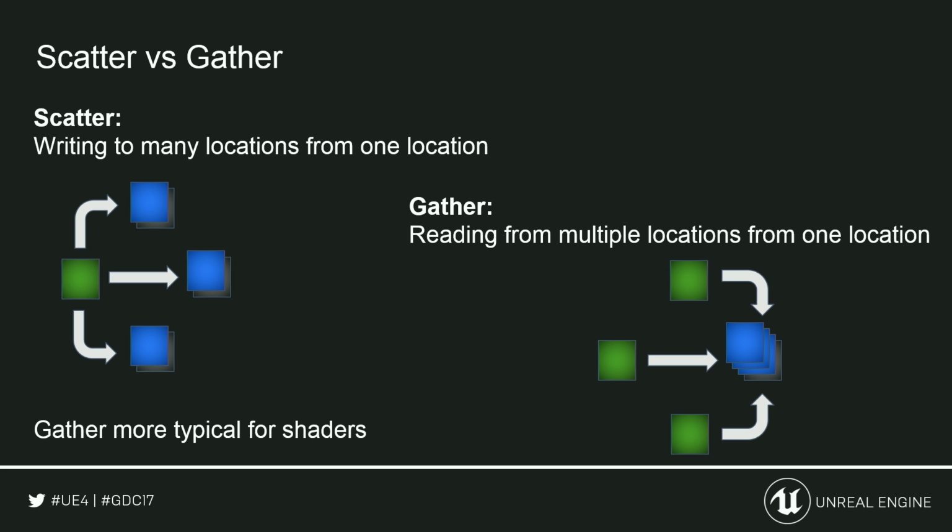Whereas gather is the inverse of that, where say we're evaluating the blue pixel in the center, and we've taken information from neighbors, which are those green ones with the arrows pointing to that one, and we've essentially read data from here, here, here, and it all accumulates into that pixel that we're reading. Gather is probably a lot more typical when you're talking about standard shader programming.